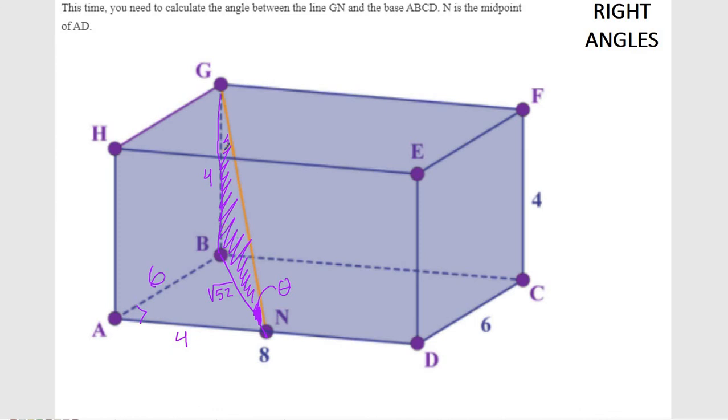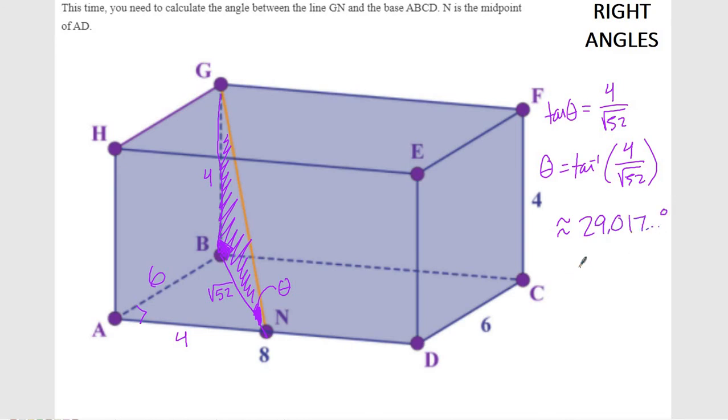So now we've got two sides of our triangle, and see how GN is the one again floating in space. That one I didn't find. So this part is my right angle over here. So the tangent, the angle I'm looking for, is going to be opposite over adjacent. So the exact answer is arctangent 4 over the square root of 52. And let's see, we roughly get 29.017 degrees, so we round and get 29.0. That seems weird to me, but yeah, that's how it would be. 3 significant figures. Okay.